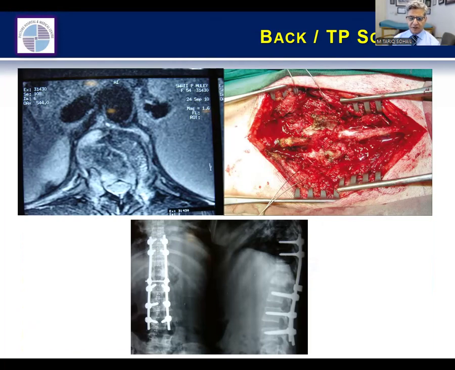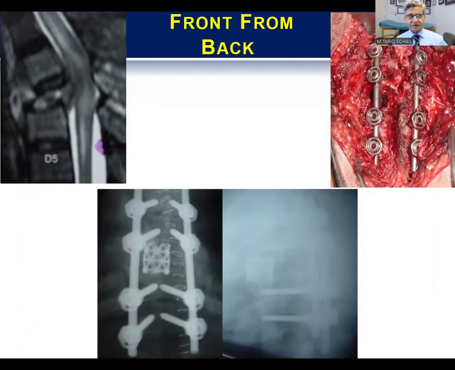The posterior approach is good because it engages all three columns of the spine and restores the mechanics very elegantly. Through the same approach, you can put a bone graft or other cages from the posterior side. The costotransversectomy, which used to be carried out many years back, has been revisited, and I think it helps in the early recovery of these patients.